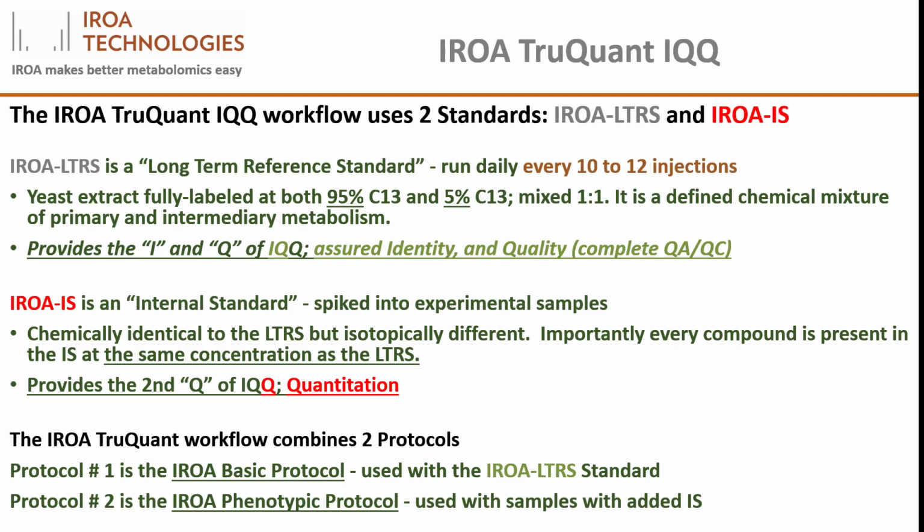The Eroa LTRS is a complex standard containing hundreds of compounds labeled at both 5% C13 and 95% C13, both being present at equal concentrations. It consists of most primary and intermediary metabolites.